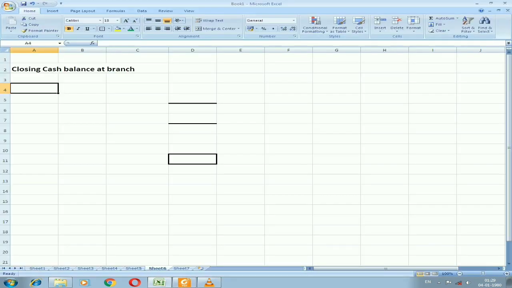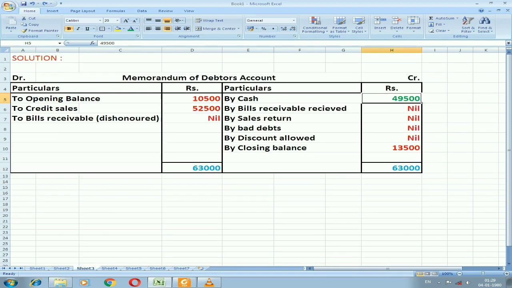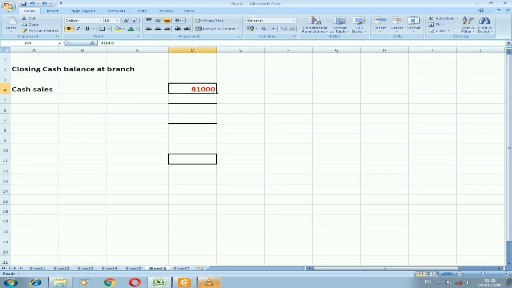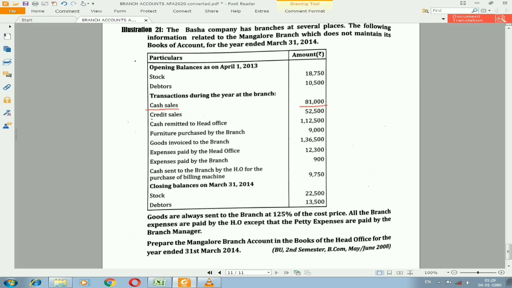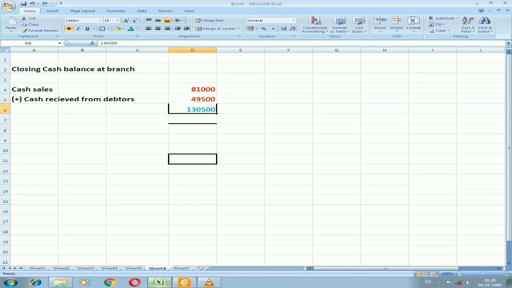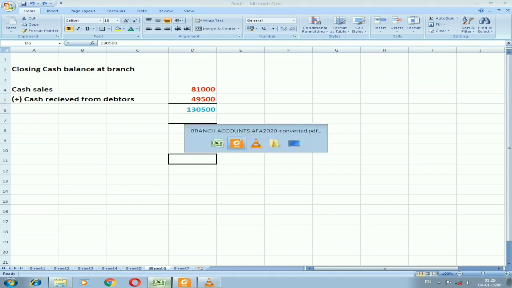Cash sales, they have cash sales of 81,000. Then we need to consider cash received from debtors. We don't have that in the illustration, but we have calculated it separately in the debtors account. 49,500 is the cash received from debtors, so that will be taken here. This cash we are supposed to add. If we add that to cash sales, we get a total amount of 1,30,500.